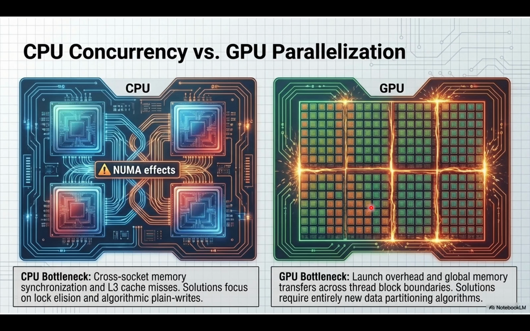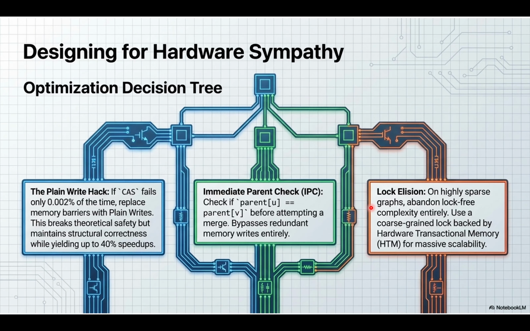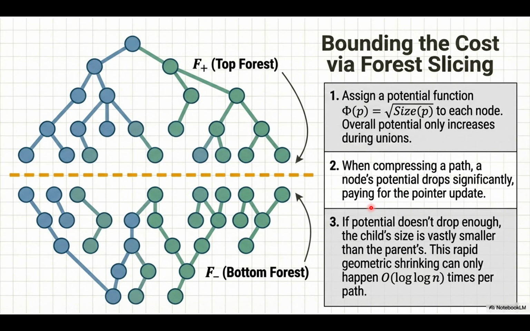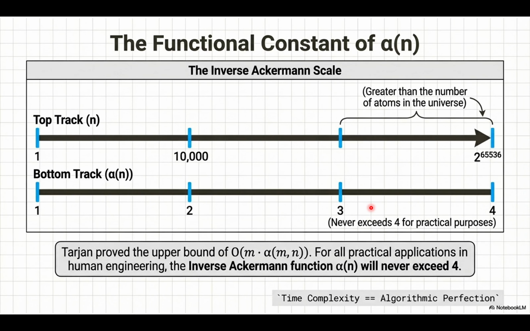Exactly. But hardware sympathy doesn't just stop at locks. And this is the part that really surprised me when I was reading. According to the guides, modern engineers are actively abandoning path compression. They are. But why would we abandon the very thing Tarjan proved gives us the inverse Ackermann bound? I mean, we just talked about how brilliant it is. It all comes down to the CPU cache.